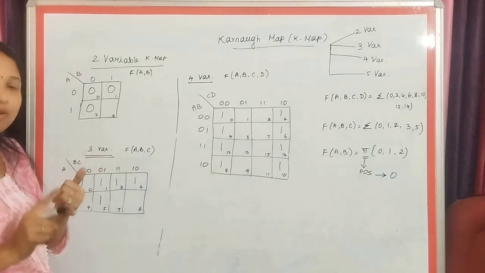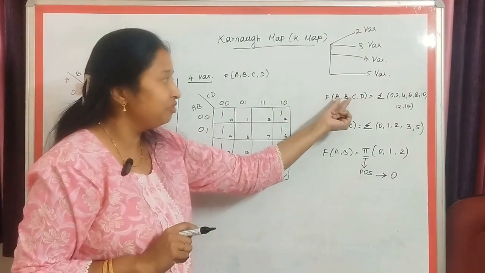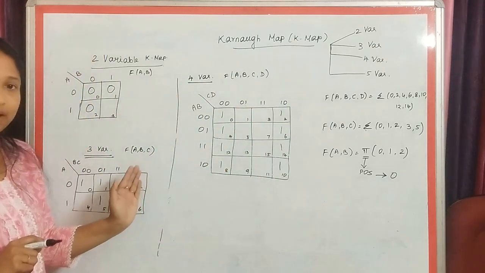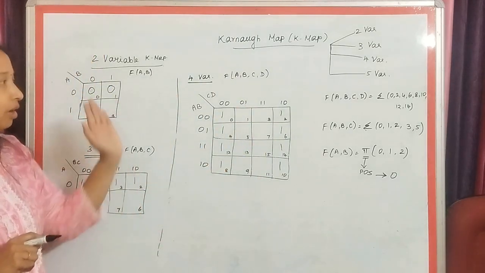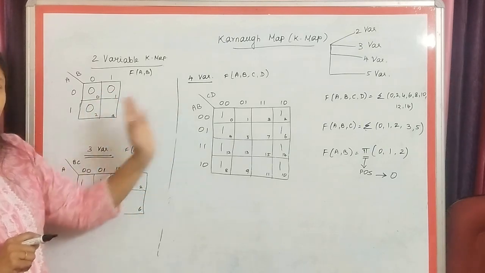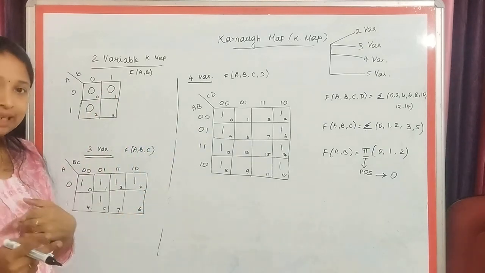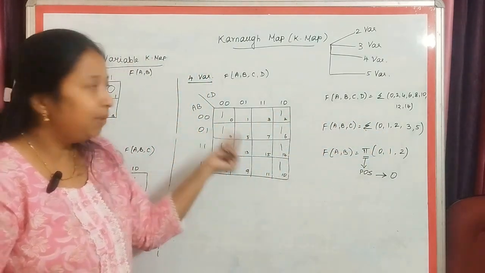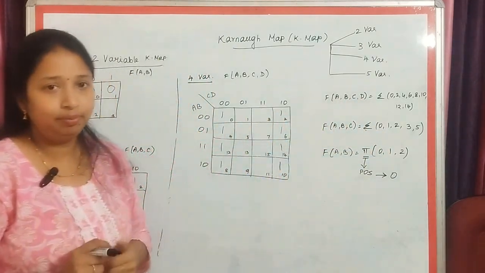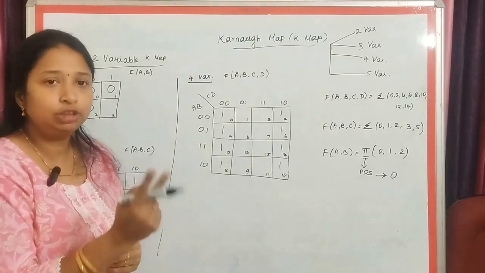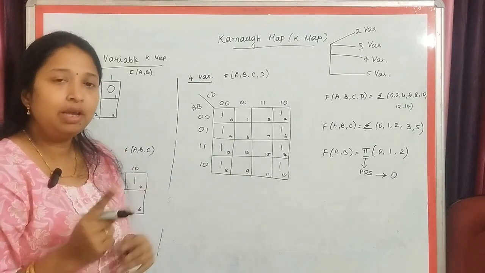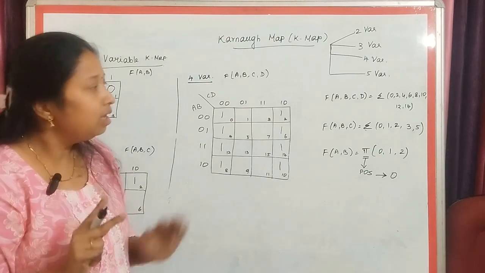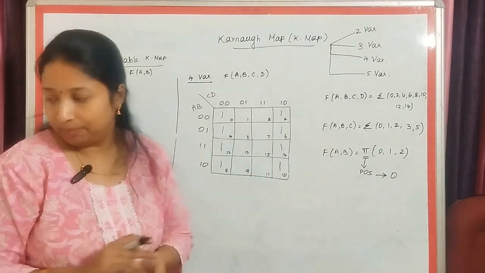What was your first step? First step was, based on your question, you have to find out how many variables it is. So accordingly, you will be deciding which variable map I have to choose. Whether for 2 variable, 3 variable, 4 variable. Clear? Your second step is positioning the values inside the K-map based on whether it is SOP or POS. If it is SOP, you'll position them using the number 1. If it is POS, you'll position them using the number 0. Clear?